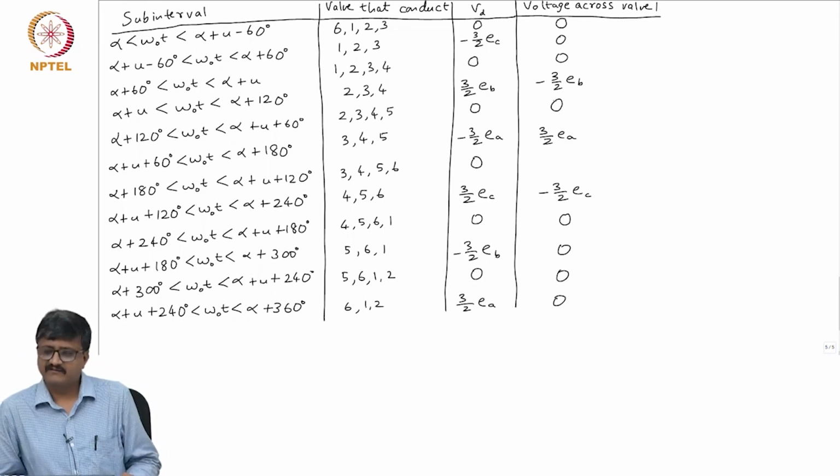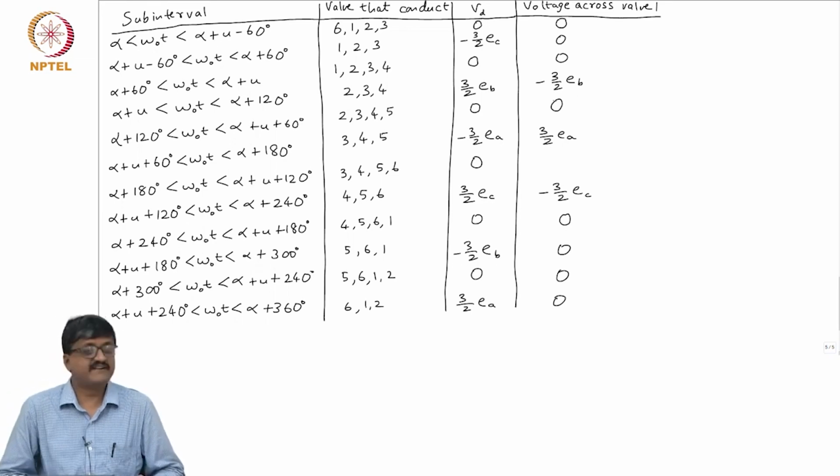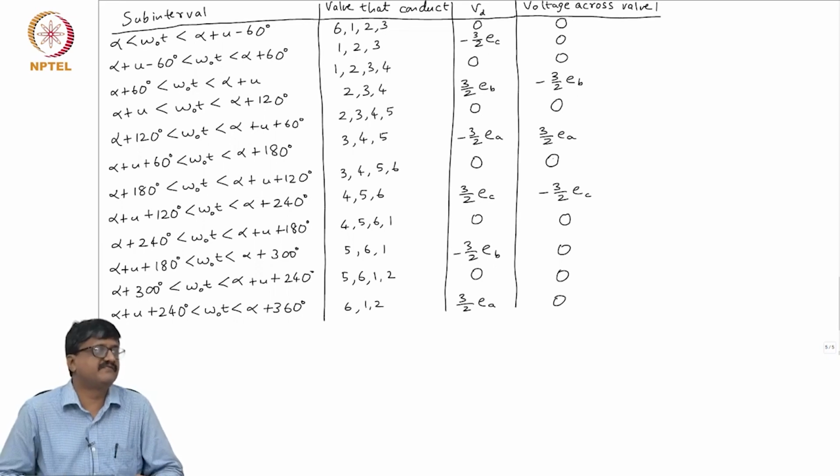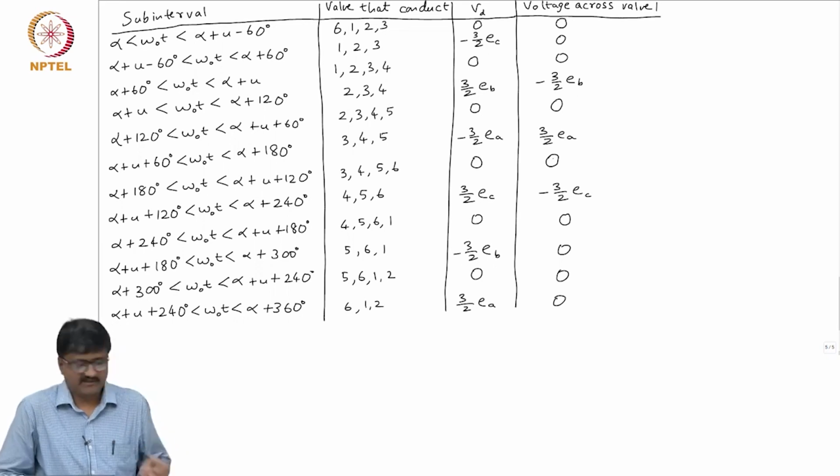Then when 3, 4, 5 and 6 conduct, same. Now look at the loop consisting of the valves 1, 3, 6 and 4. So 3, 6 and 4 are conducting. So by Kirchhoff's voltage law, voltage across valve 1 is 0. Okay. So I will stop here.